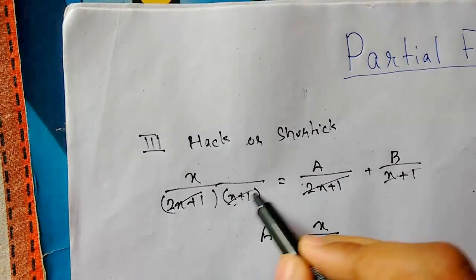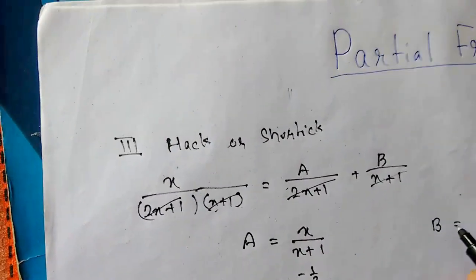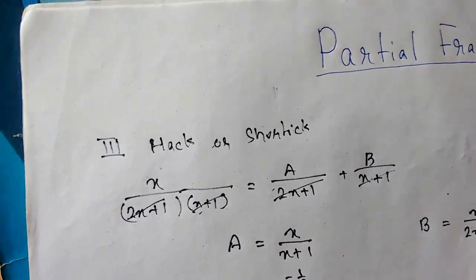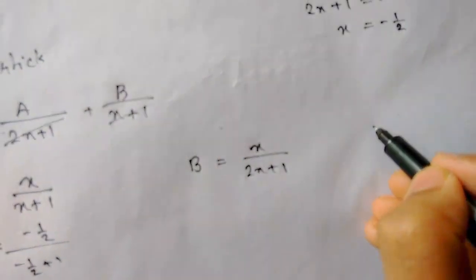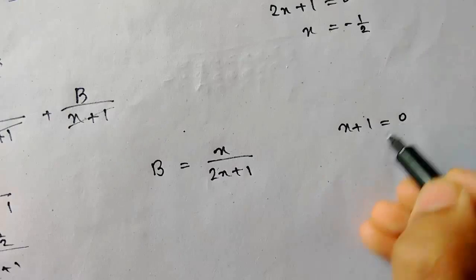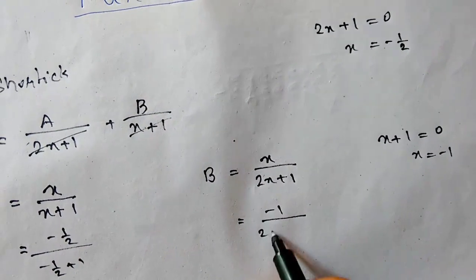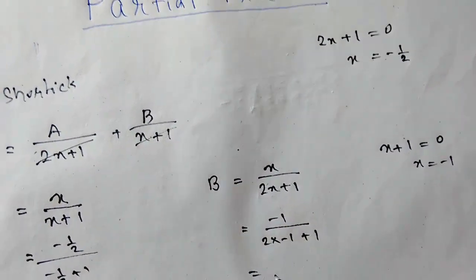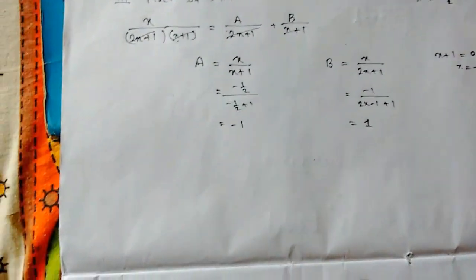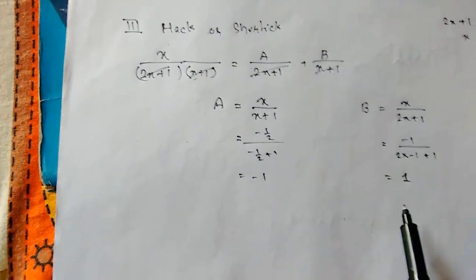Now we do the same for B. We cut x plus 1 from both sides, so B is equal to x upon 2x plus 1. Now we substitute x plus 1 equals 0, so x equals minus 1. Putting the value of x: minus 1 upon 2 into minus 1 plus 1, which turns out to be plus 1. We see that in all three processes the values of A and B are the same.